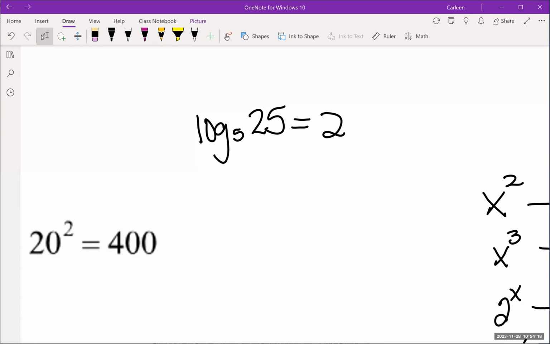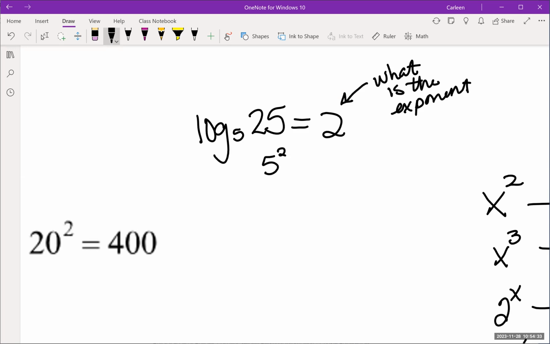Are you ready? So the logarithm is saying: what is the exponent? 5 to the 2 equals 25. So do you see how the logarithm isolated the exponent on the other side?